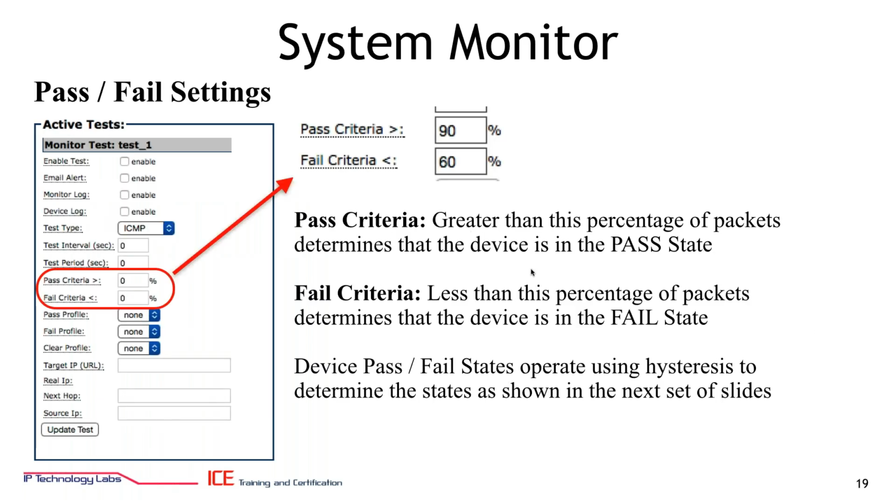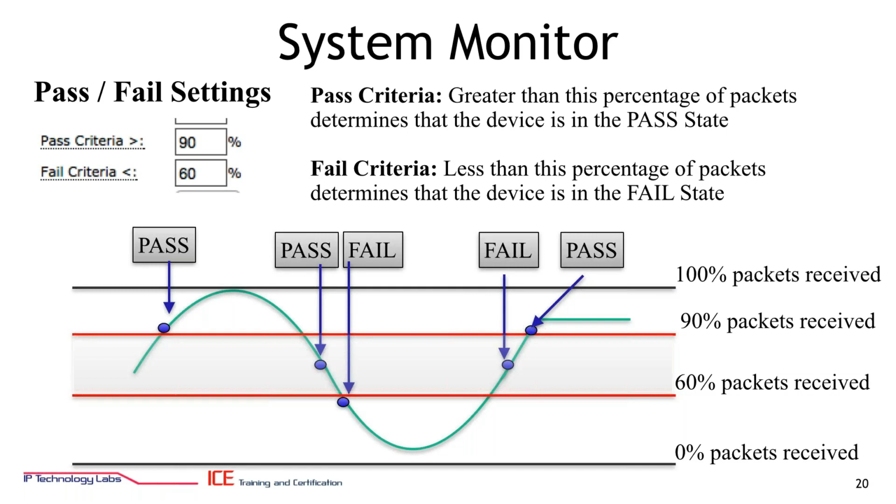So the pass-fail criteria is based on a percentage, the percentage of packets that we have received during our test. Typically what we like to do is set your pass criteria at like 90%, your fail criteria at 60%. And again, we're setting up a hysteresis so that we don't oscillate back and forth. What we're trying to avoid is a configuration where you're constantly going from a pass to a fail. So you enter the pass state when you go above the pass criterion. So if our pass criterion is 90%, we will enter the pass state after we go above 90%.